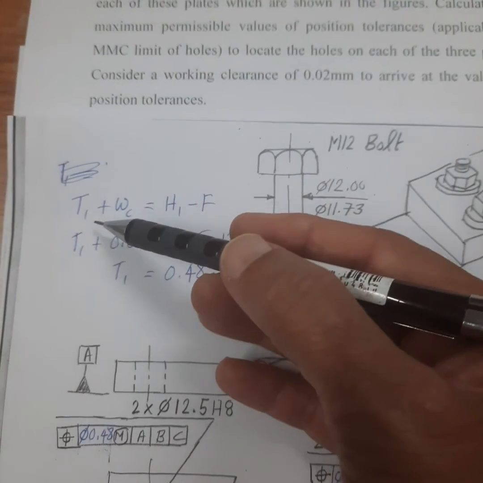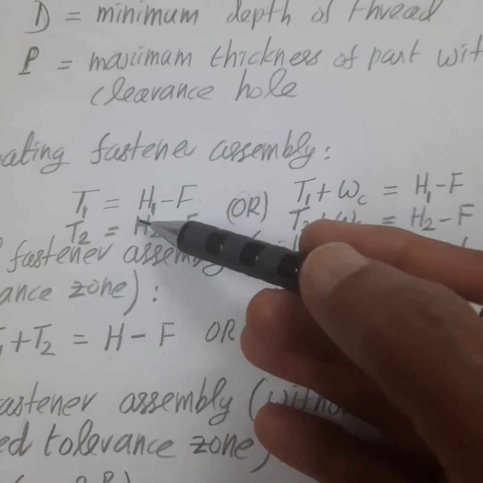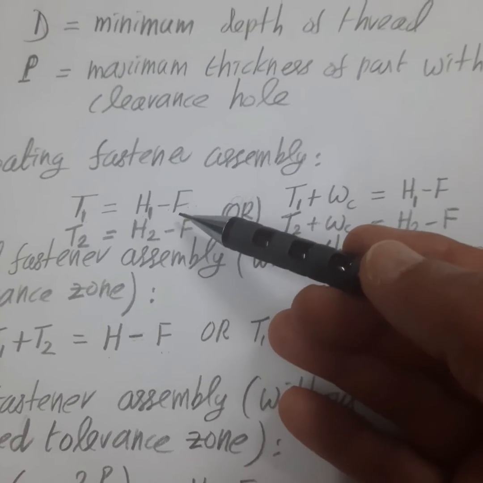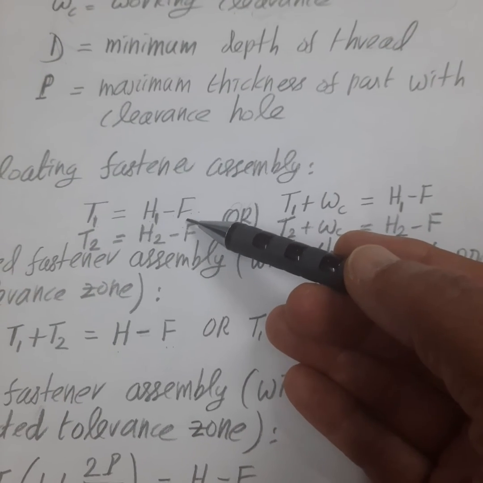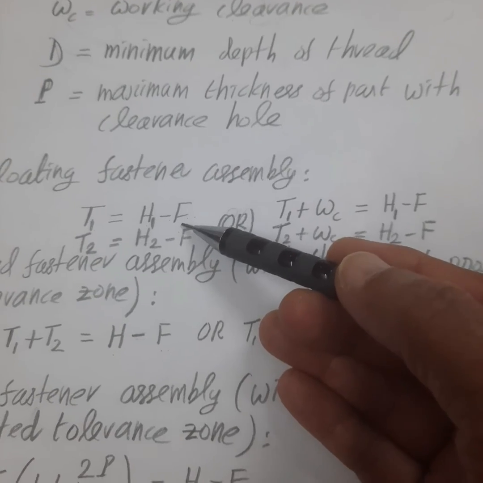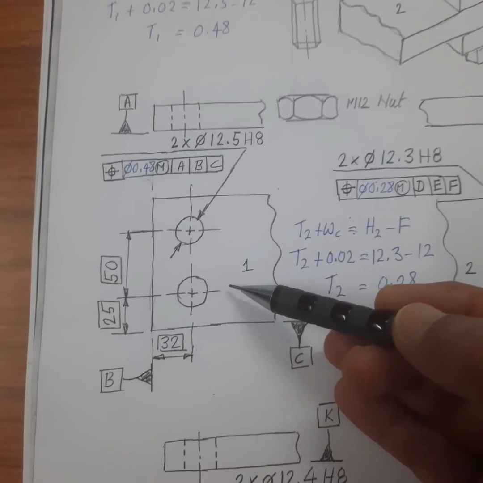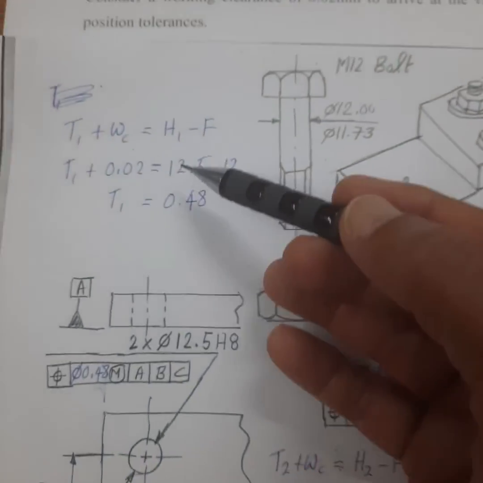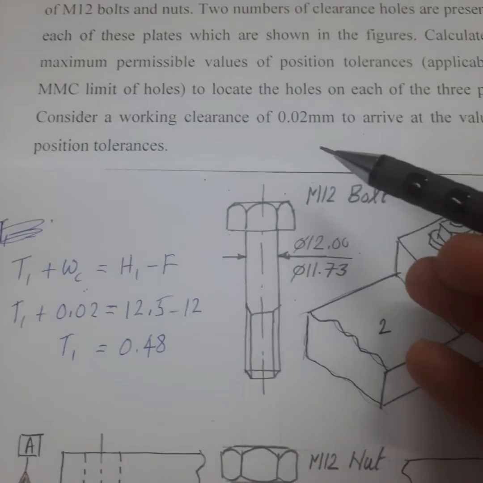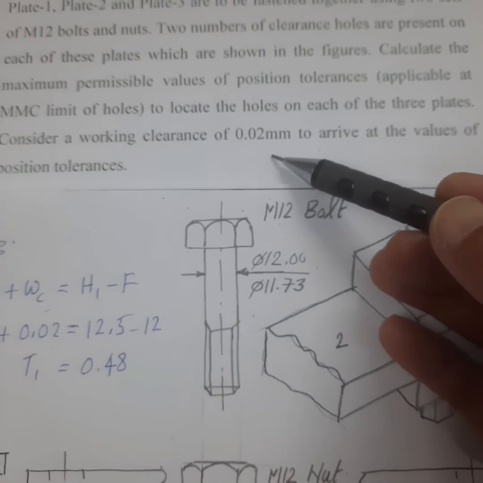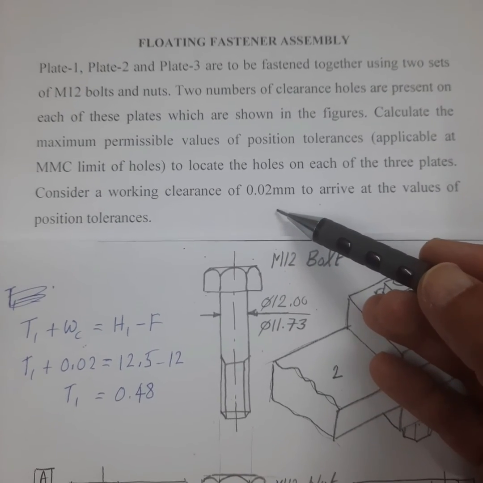When we use this formula, T is equal to H minus F, this formula is not taking into account other geometrical errors like cylindricity of the holes. If you want to take into account this kind of unaccounted error, then it is better to consider a working clearance in the formula. So you are asked to include a working clearance of 0.02 mm to arrive at the values of position tolerances.